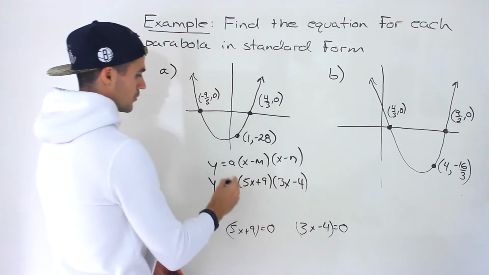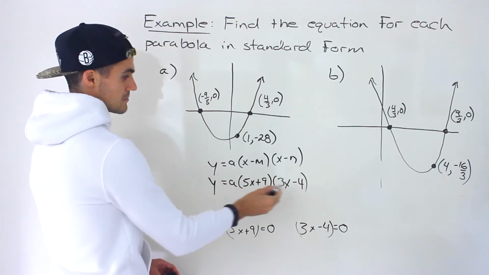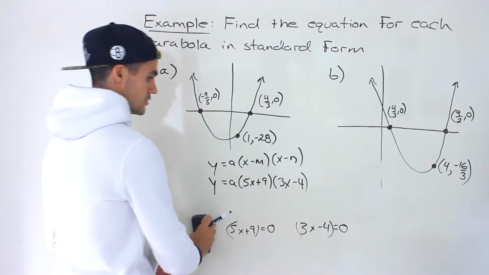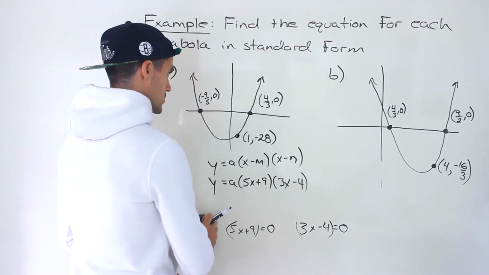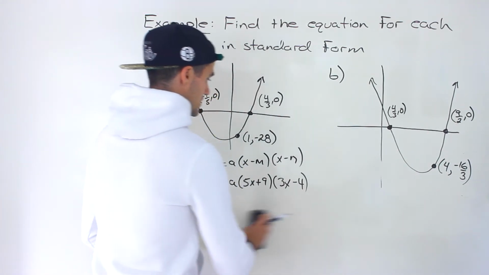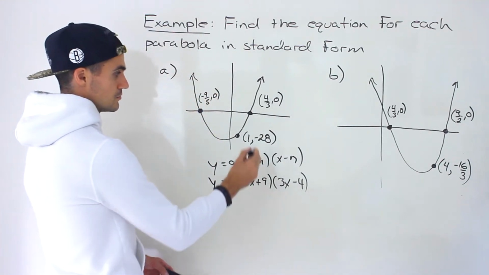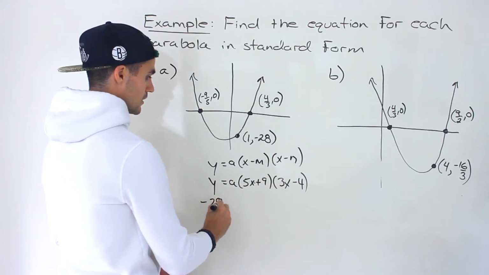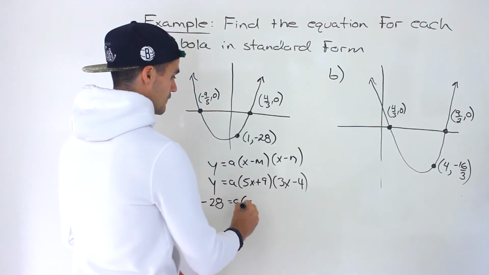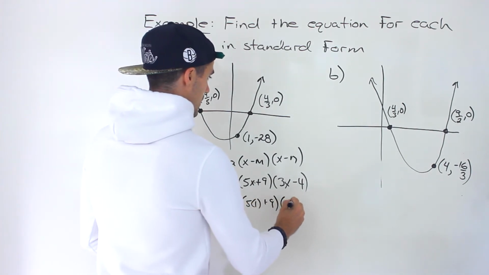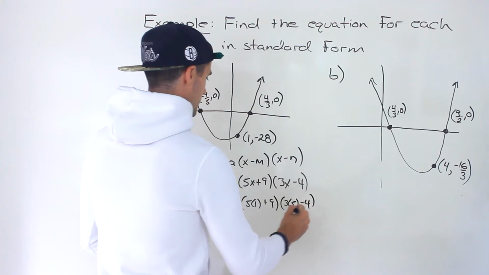Actually, there's going to be a little bit more work to find the a value because there's going to be some multiplication we've got to do when we plug in this point. But again, it's not going to be a huge deal. Let me just make sure that we're all good here. Yes, looks fine to me. So now what we could do is plug in this point for the x and y. So we got -28 over here. We got a 5 times 1 plus 9. 3 times 5 minus 4.